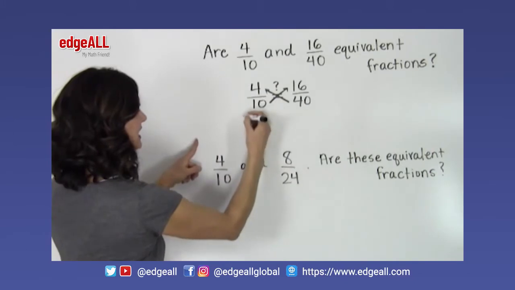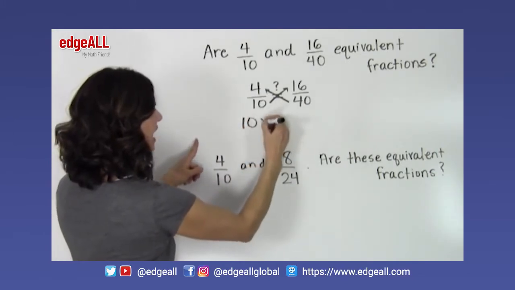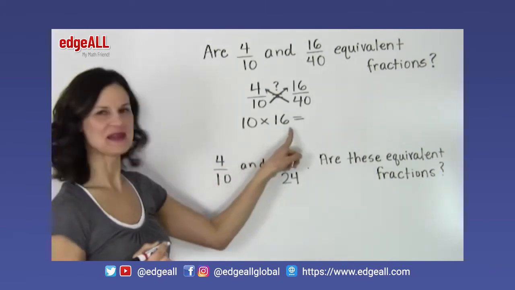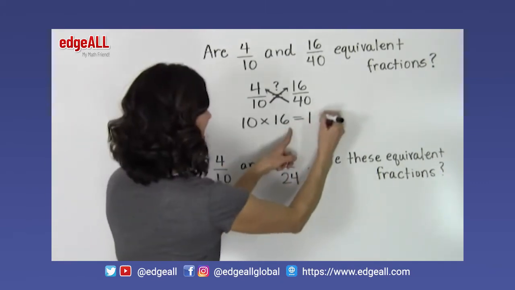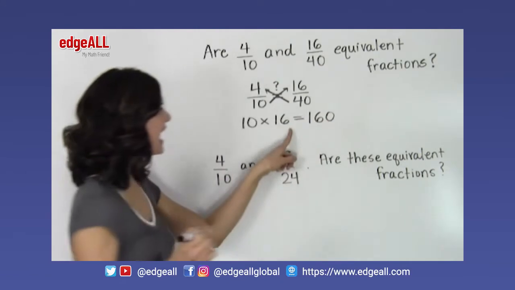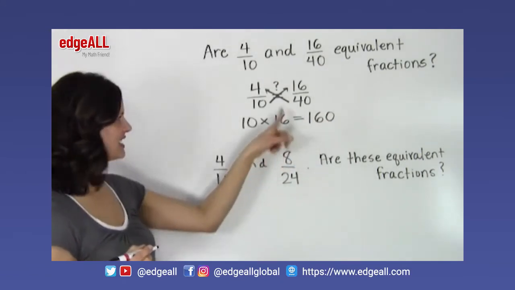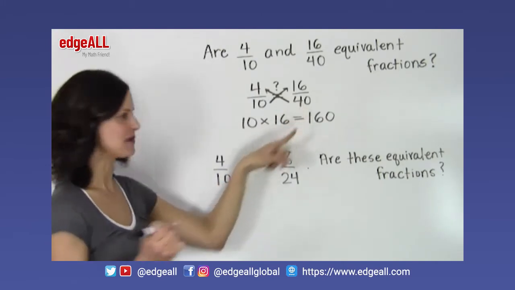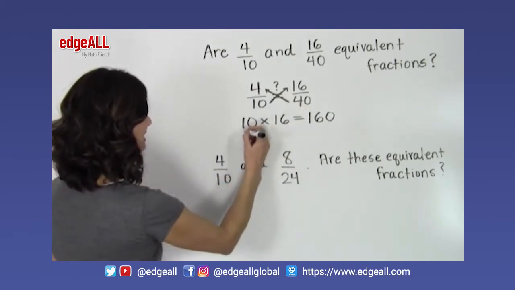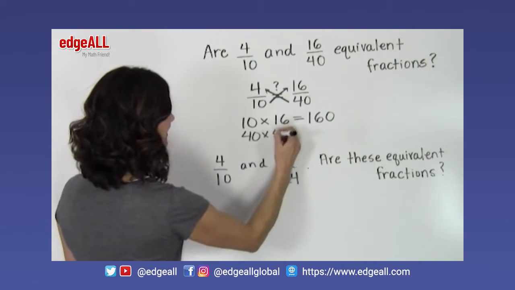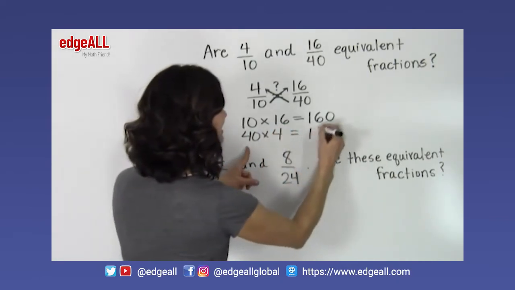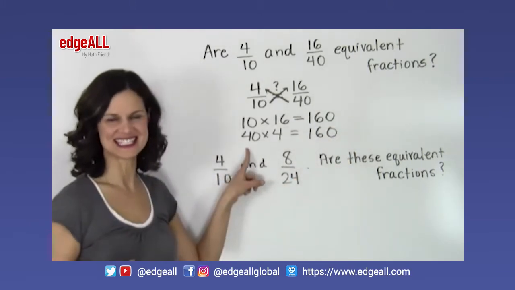So my first calculation is going to be, what is 10 times 16? 10 times 16 equals 160. And then my second calculation is this cross multiplication of 4 times 40, or 40 times 4, either way. 4 times 40 or 40 times 4 also equals 160.